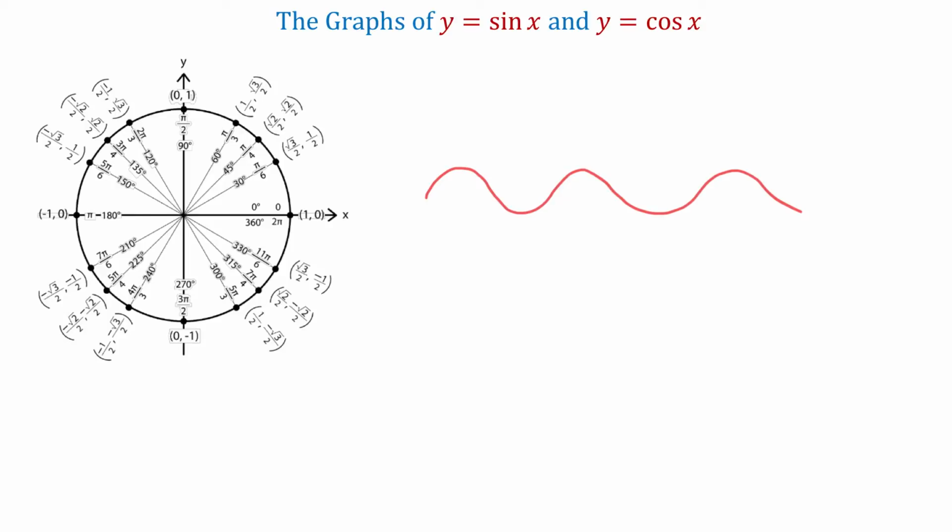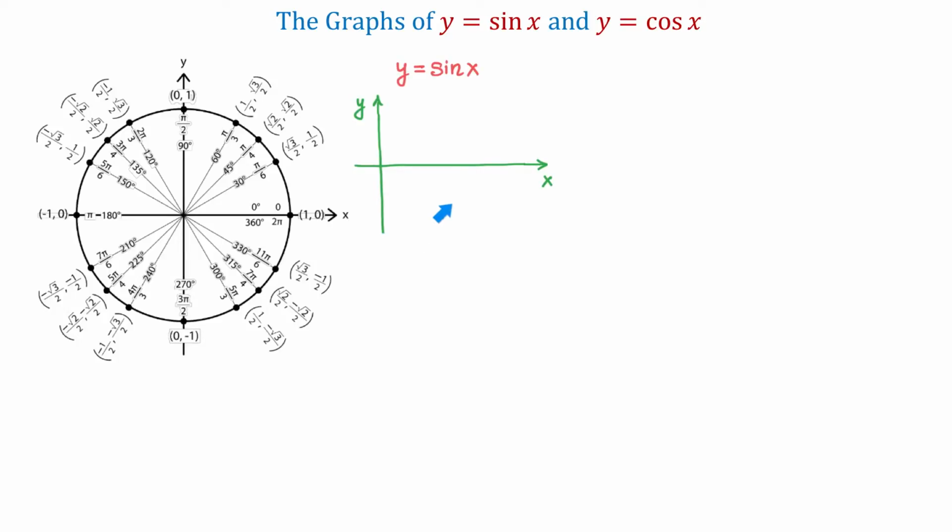Once we understand the shape of these graphs, we can just plot a total of 5 points over a period of 2 pi and then connect these points to form the graphs. Here to the left we have the unit circle, and we know that in one full rotation we have 2 pi radians. 2 pi also represents the period for both sine and cosine functions.